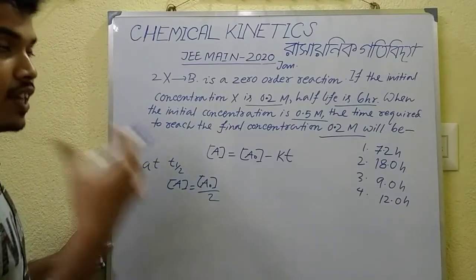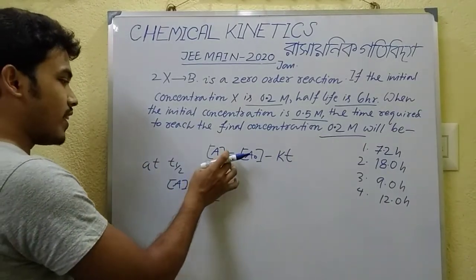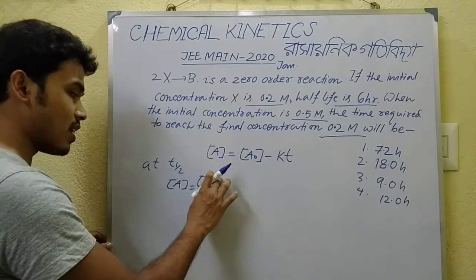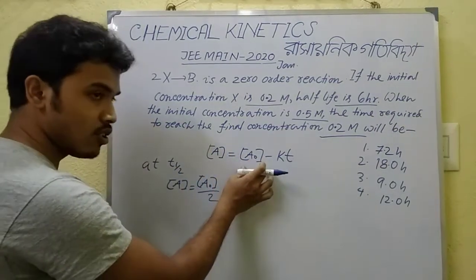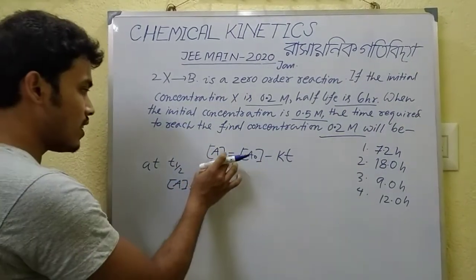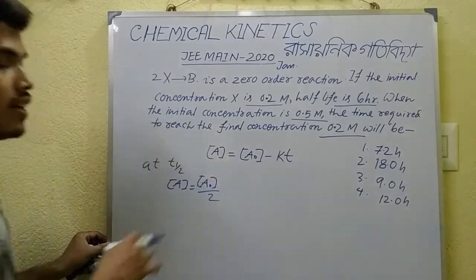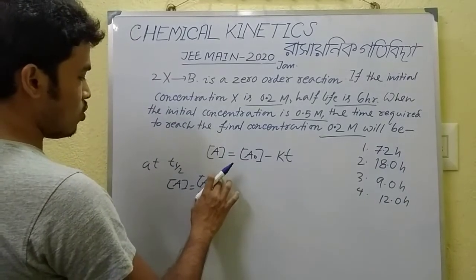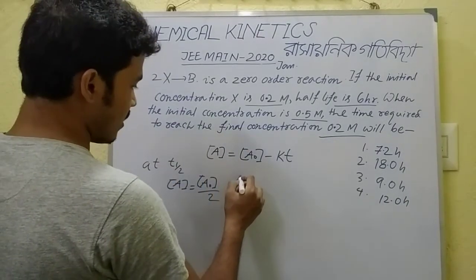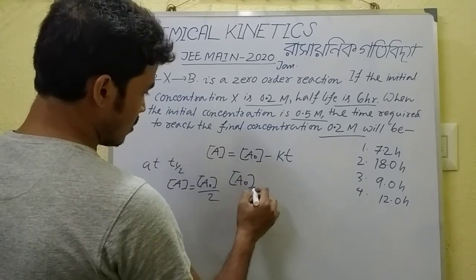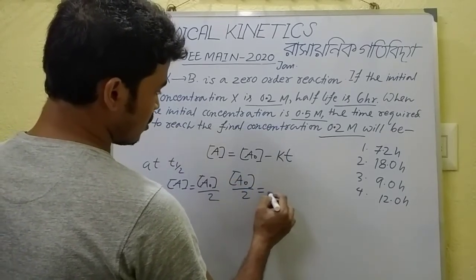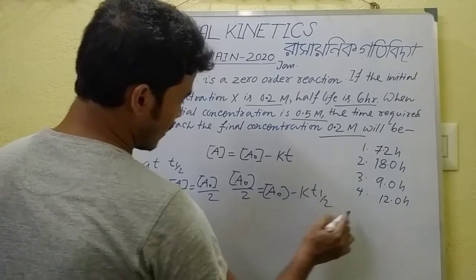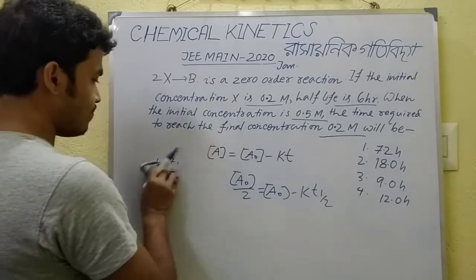That means t half এ আমার যে reactant এর remaining concentration সেটা primary যে concentration, that means initial concentration এর অর্ধেক হয়ে যায়। So initial concentration is A0, আর t half এর ক্ষেত্রে এই যে concentration at time t half সেটা A0 অর্ধেক হয়ে যাবে, অর্থাৎ A0 by 2 হয়ে যাবে। তাহলে আমি A এর জায়গায় এখন A0 by 2 আর t এর জায়গায় t half put করব। তাহলে A এর জায়গায় A0 by 2 is equals to A0 minus K t half. Okay, so this is the equation.